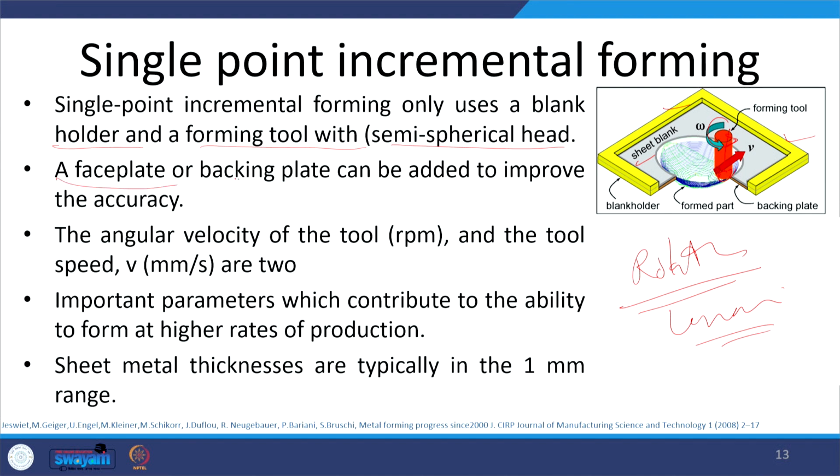So, a face plate or backing plate can be used to improve the accuracy for holding the sheet, and the angular velocity of the tool, that is the tool RPM, and the tool speed in meters per minute or meters per second are the two important parameters that contribute significantly towards the ability of the sheet metal to deform and produce the complex shape. This in turn helps in realizing the desired high production rate. Okay. Typically, the sheet metal thickness for incremental forming is around 1.